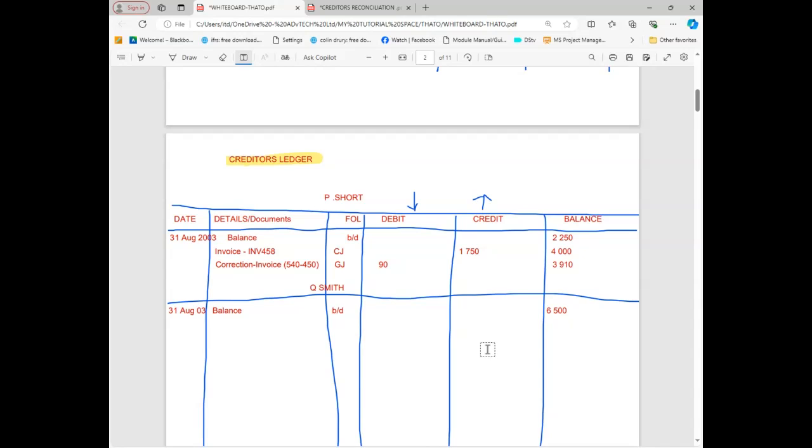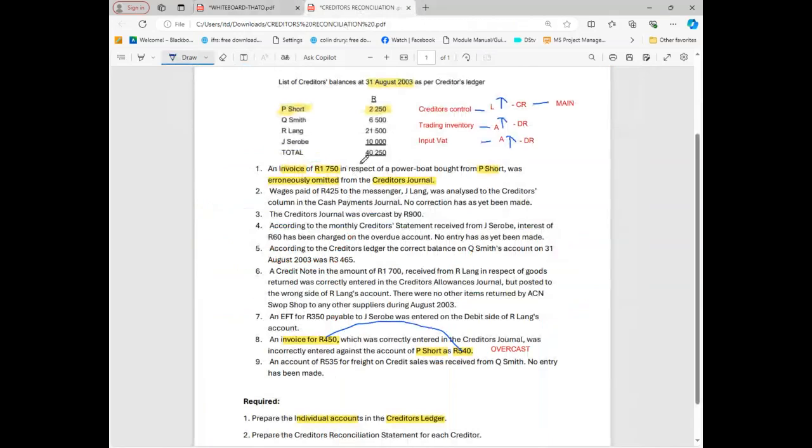Let me know if you are ready. Yes, sir, I'm ready. No problem. We just put the balance. We only look for Smith, okay? Okay.